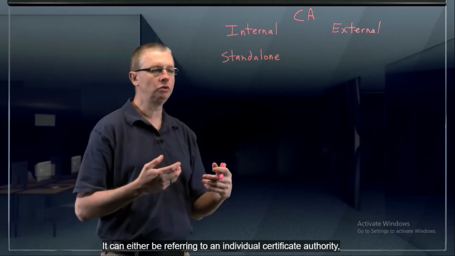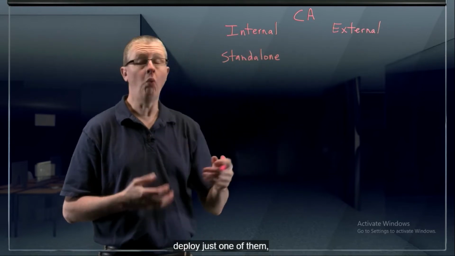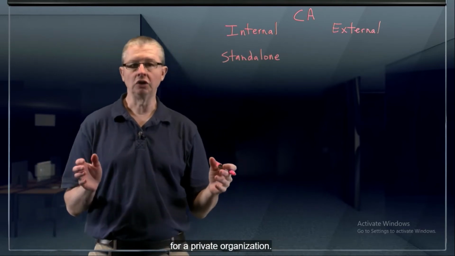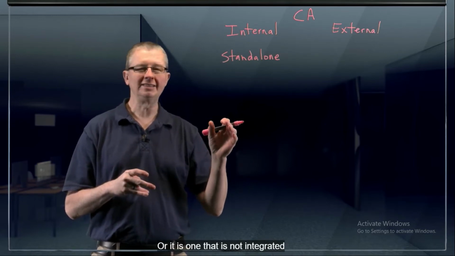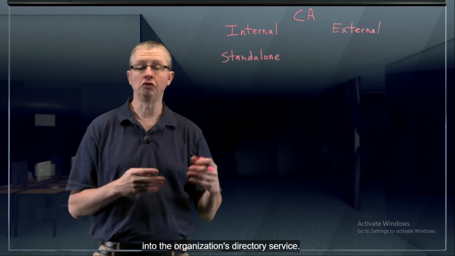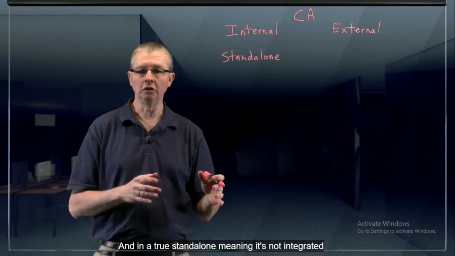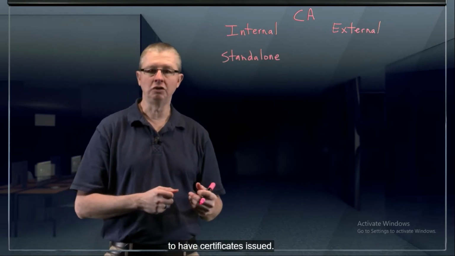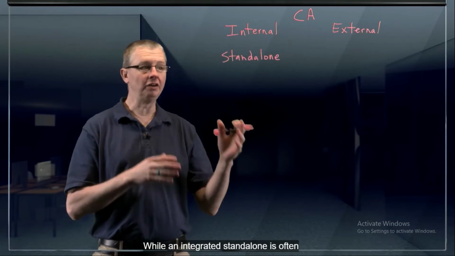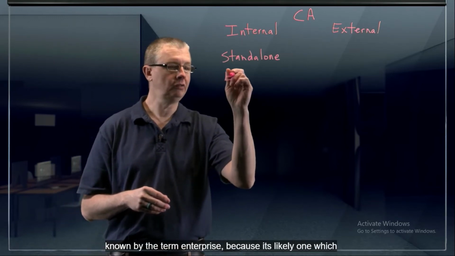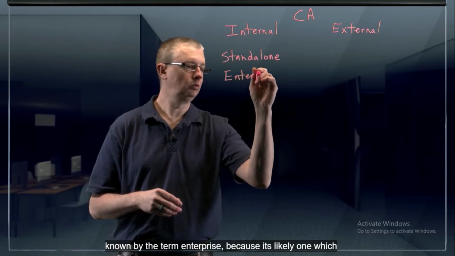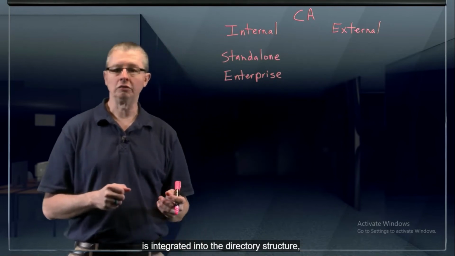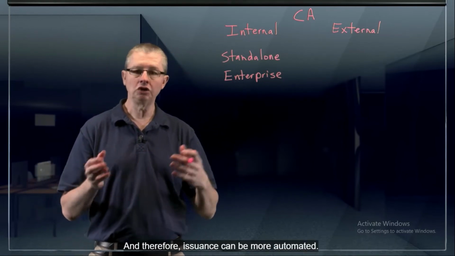It can either be referring to an individual certificate authority deployed, just one of them, and then it handles the entire organizational structure for a private organization, or it is one that is not integrated into the organization's directory service. And in a true standalone, meaning it's not integrated or non-integrated, it does require a manual process to have certificates issued. While an integrated standalone is often known by the term enterprise, because it's likely one which is integrated into the directory structure, the directory service, and therefore issuance can be more automated.